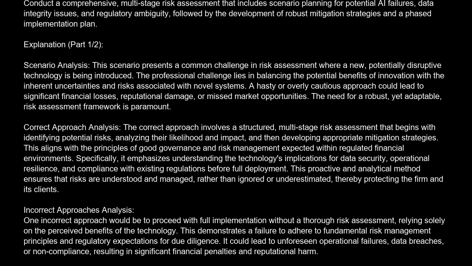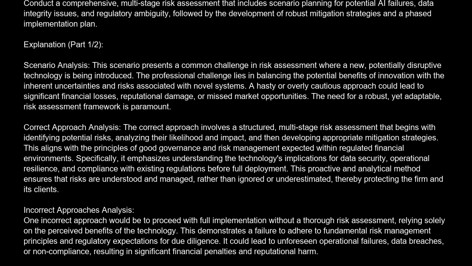The correct answer is D. Conduct a comprehensive, multi-stage risk assessment that includes scenario planning for potential AI failures, data integrity issues, and regulatory ambiguity, followed by the development of robust mitigation strategies and a phased implementation plan.